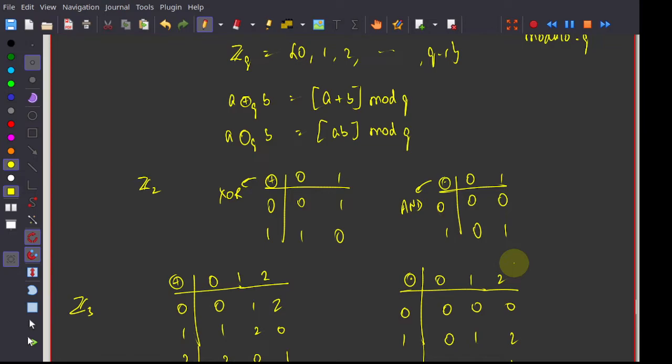So maybe let us look at each property one by one. So this addition modulo q and multiplication modulo q. For any arbitrary q, is it closed? It is always closed, right? Because you are doing modulo q, you will always get some number between 0 and q minus 1. So it is closed. Is it always commutative? Yeah, because it's the standard addition modulo q and standard multiplication modulo q. So it is commutative. Is it associative? It is associative.